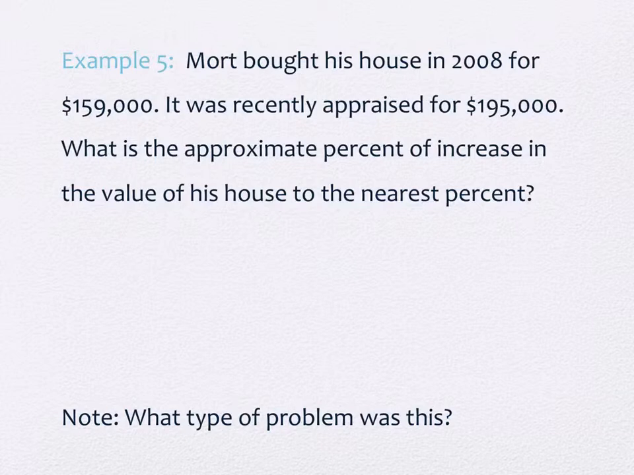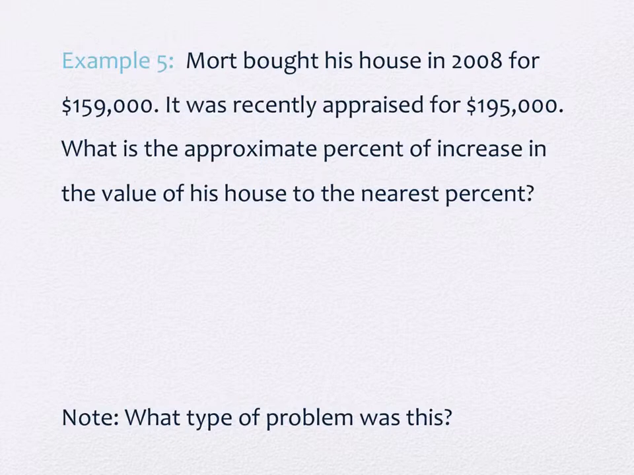All right, one more. Mort bought his house in 2008 for $159,000. It was recently appraised for $195,000. What is the approximate percent of increase in the value of his house to the nearest percent?